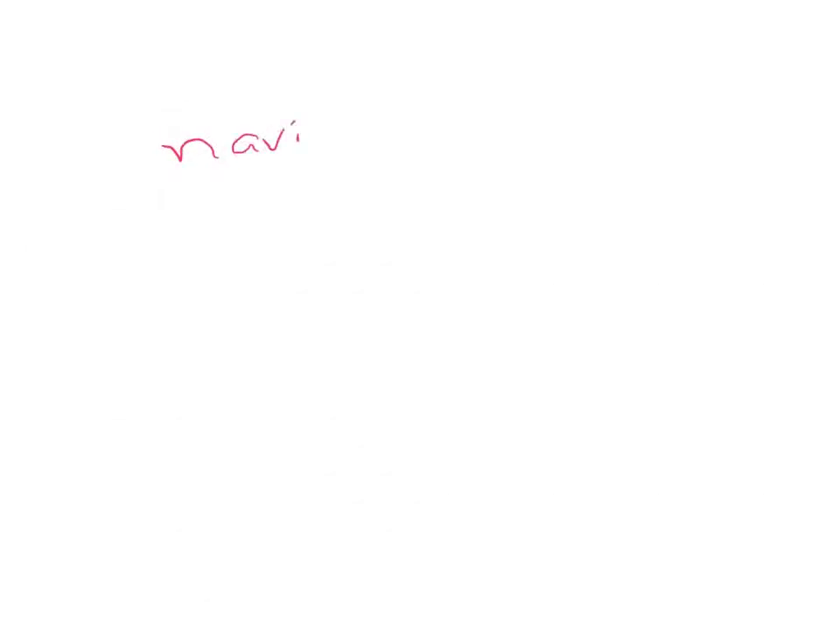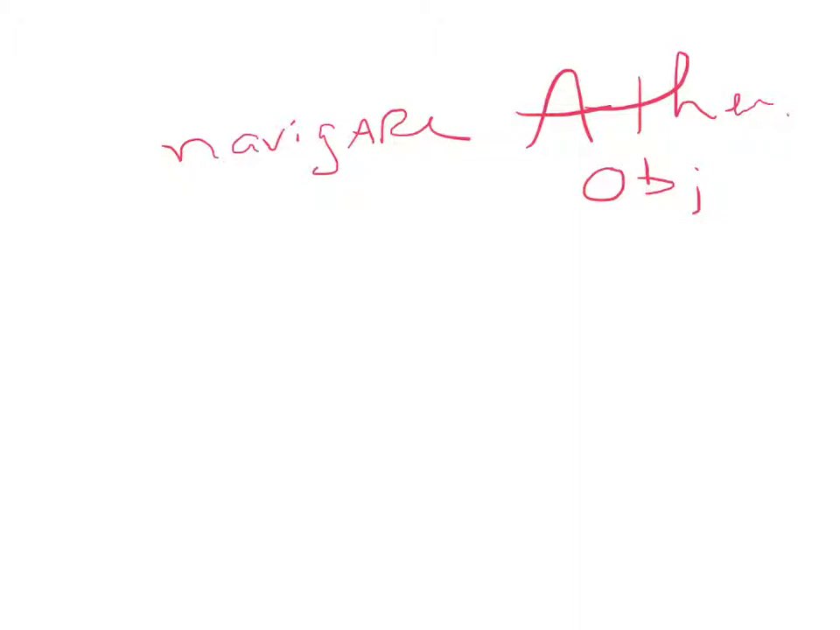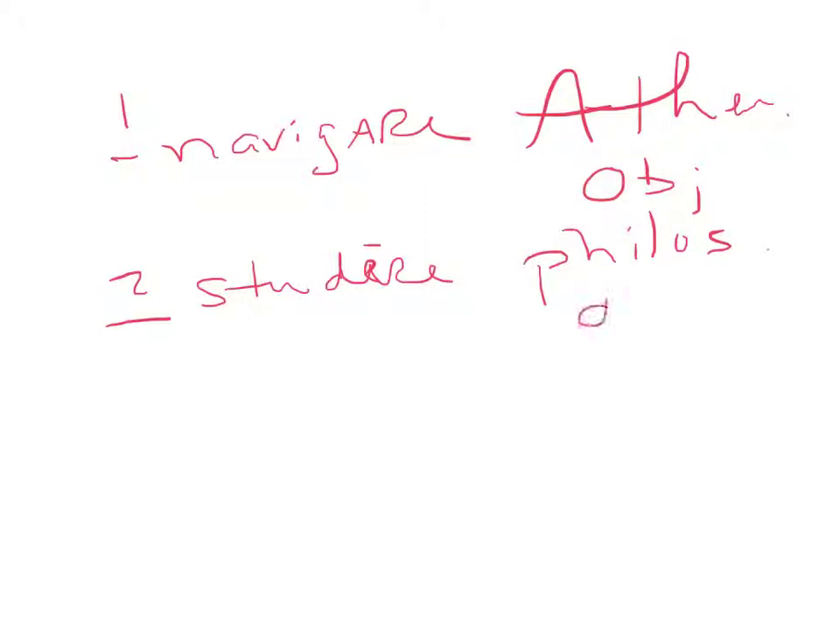Navigare, and where he's to navigate is Athenas, so that's the object. The next infinitive, that's infinitive 1, infinitive 2, studere. What he's to study is philosophiam. Even though it's dative in Latin, it acts in English like the direct object. So you would say study philosophy in English.